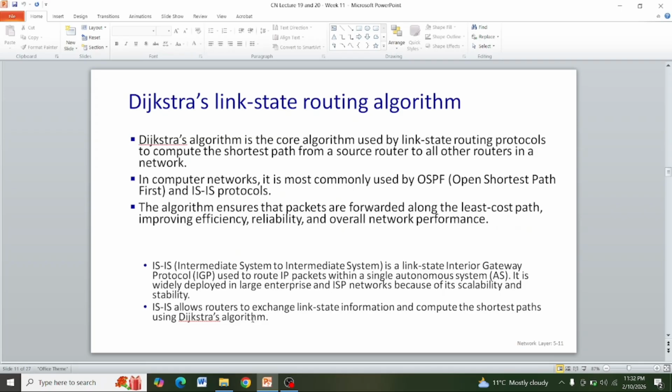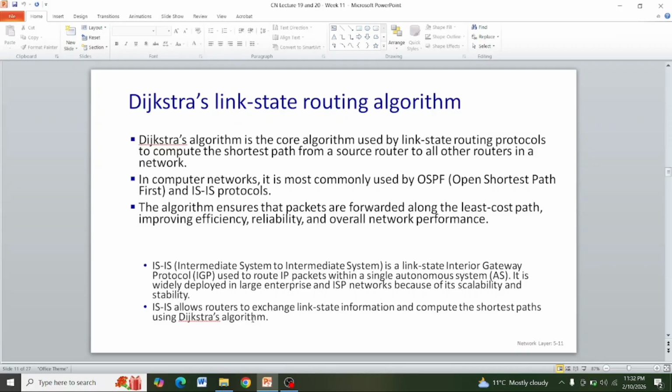So we come to Dijkstra's link state routing algorithm. It is a core algorithm used by link state router protocols to compute the shortest path from the source router to all other routers in the network. It is most commonly used by open shortest path protocols. This algorithm ensures that packets are forwarded along the least cost path.